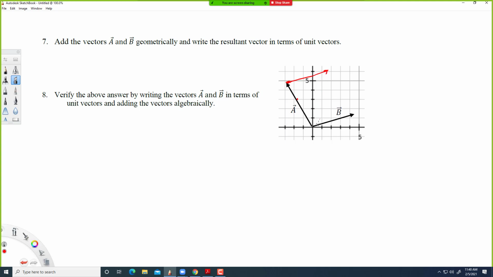It should be of same length and same orientation, only transferred from down here to up here. Okay, so that would be our B, and then the sum of A and B would be to connect the tail of the first one to the head of the second one.